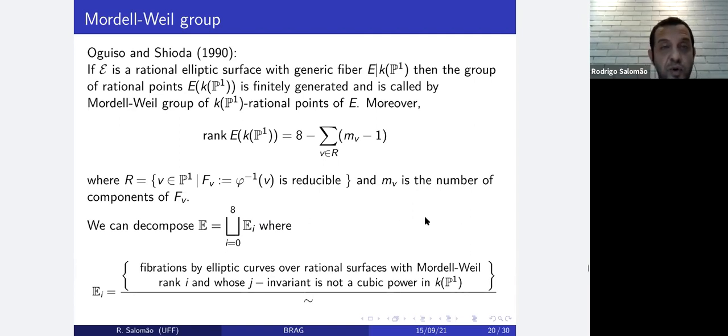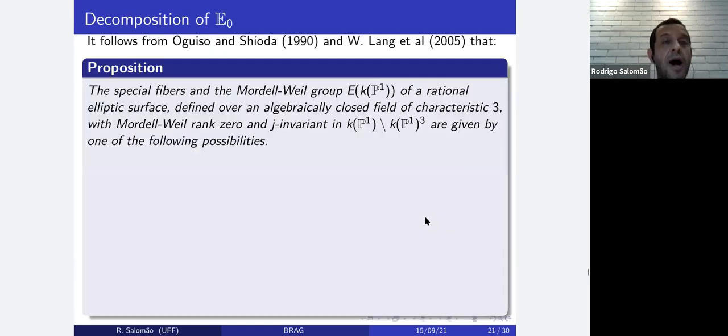So in order to do this, I will combine two results. One is the characterization of lattices, which was introduced by Oguiso and Shioda. And the other one is the characterization of the Weierstrass normal form for rational elliptic surfaces, which was obtained by Miranda and many others.